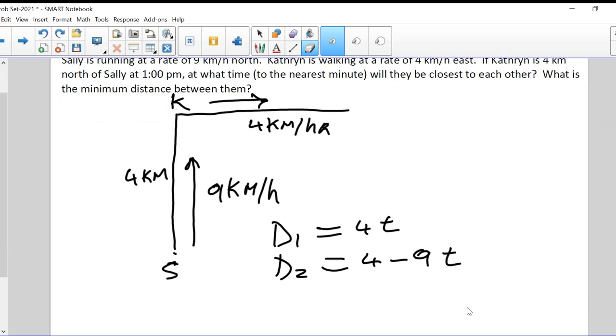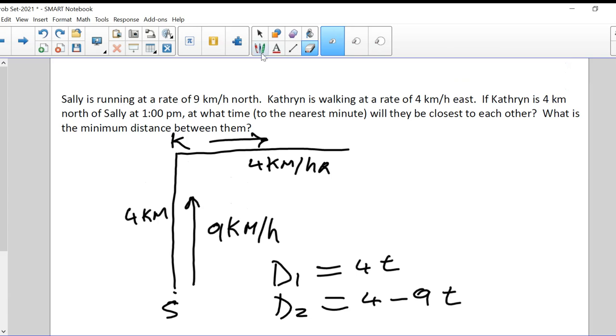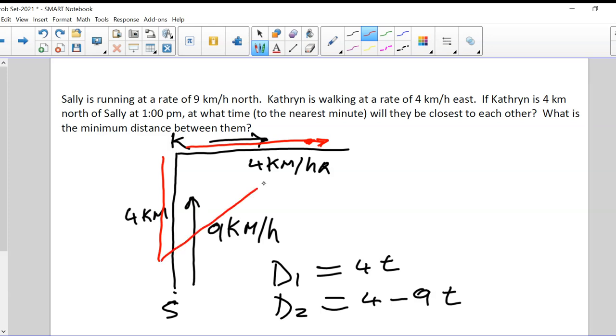Okay. So these are the two distances that we would have. And remember, let me just show you what lines we're talking about. I've used a different color for that. This line will be one side of a right triangle. And this line is going to be one side of a right triangle. This line is getting shorter as we go along. This line is actually getting longer as we go along. And the distance between them is going to be given by the hypotenuse of a right triangle.